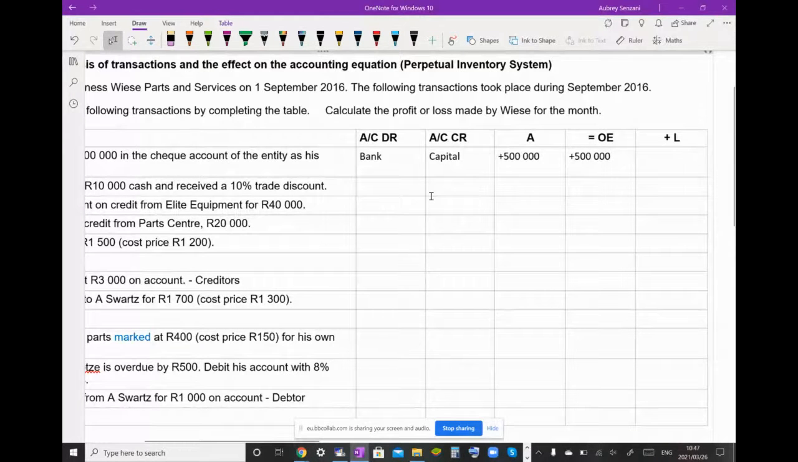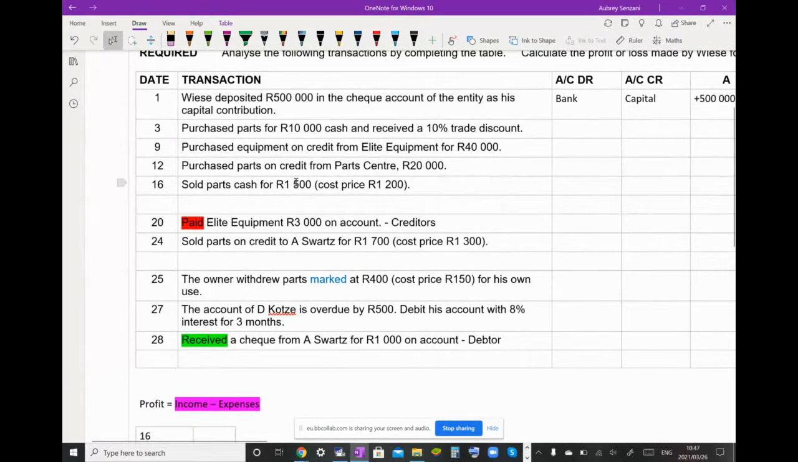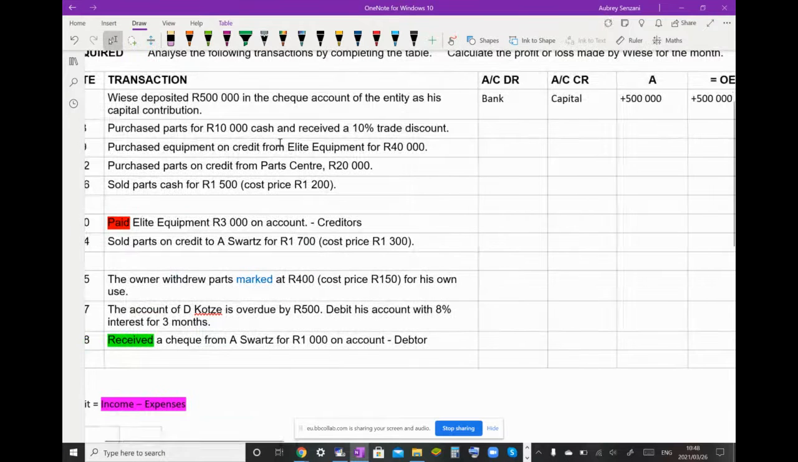Then question 3, a little bit different from what we had before. There we purchased parts for 10,000 cash and received a 10% trade discount. Remember I taught you what a trade discount is and what a settlement discount is? Your eyes do not seem to be communicating that you remember, so I will explain again. The value of these goods in the store is 10,000, but we have received a trade discount.